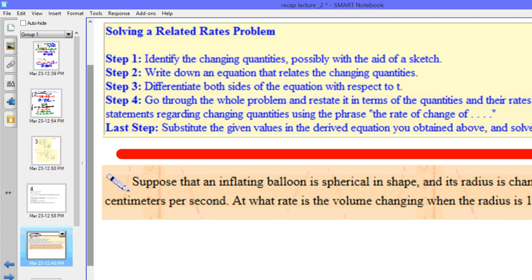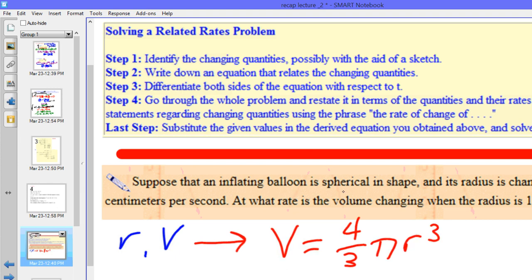Suppose that an inflating balloon is spherical in shape and its radius is changing at the rate of 3 centimeters per second. At what rate is the volume changing when the radius is 10? So we need to identify the things that are mentioned in the problem. I see mention of radius. I see mention of volume. And so I know that I need to have something that connects those two things. It also mentioned that the balloon is spherical, so I want the volume formula for a sphere.